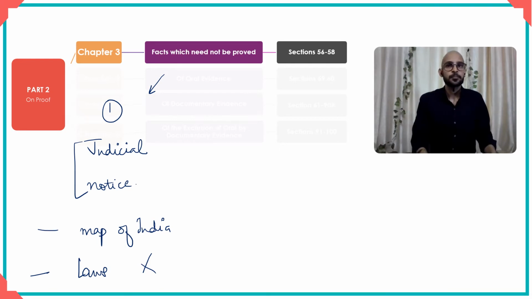What is the second type? The second type is facts which have been admitted.